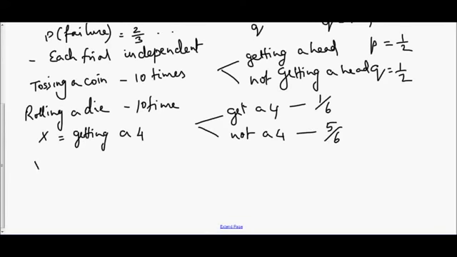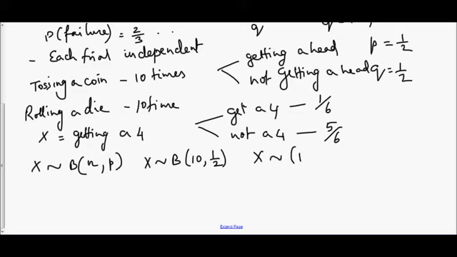So the notation for binomial distribution would be a random variable X follows a binomial distribution with n trials and p as probability of success. In the above case, X was following for tossing a coin 10 trials with the probability of success as half. The second case for rolling a die, we did for n equal to 10 times, and the probability of success was 1 over 6 because getting a 4 was considered to be the success in this case.